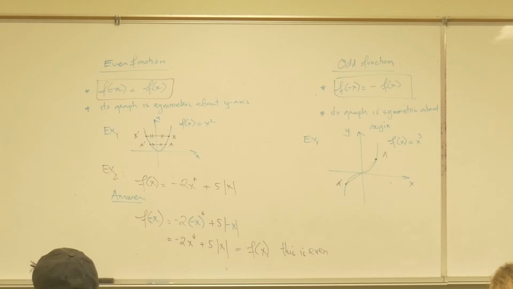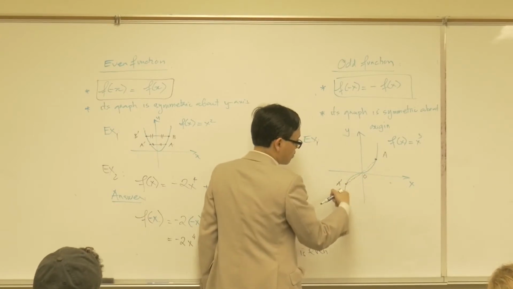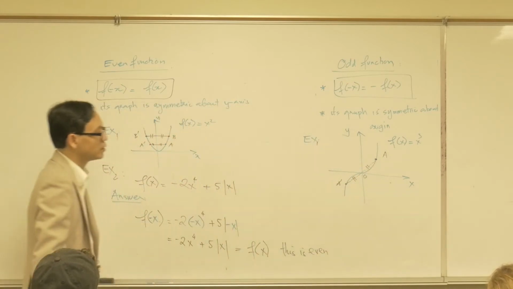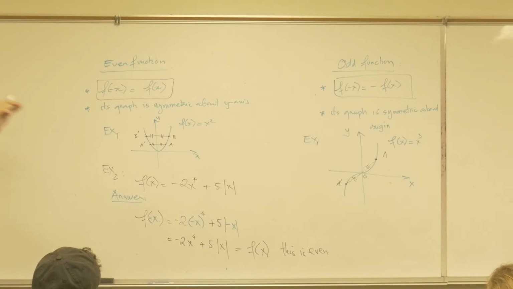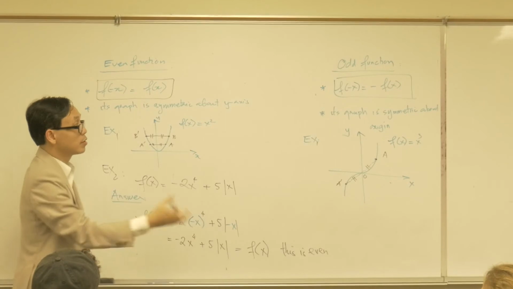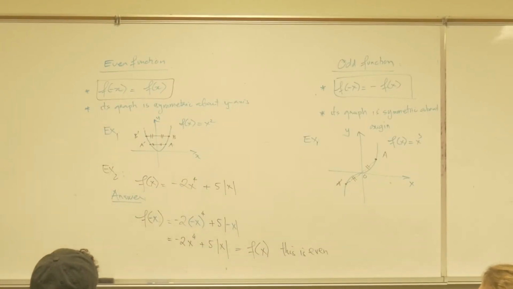Okay. And because this is an odd function, and because this is symmetric about the origin, the distances from the origin to point A prime and to A are congruent. So if you pick a point and mirror it about the origin, you get another point A prime at an equal distance from the origin, then you know that the function is symmetric about the origin. And you can conclude that it's an odd function.